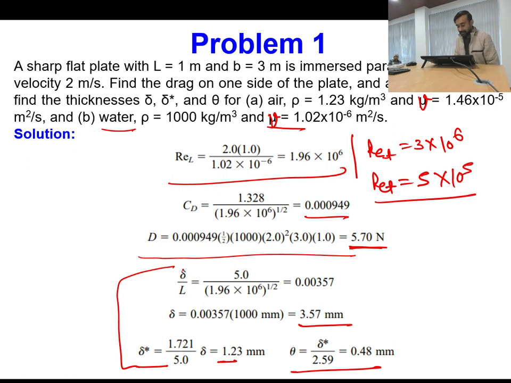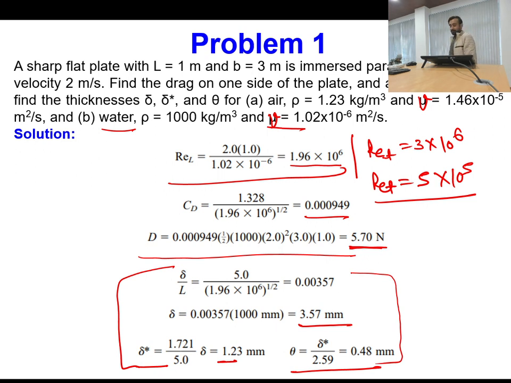When I will be calculating these three parameters at the trailing edge, I need to calculate them from the relations of the turbulent flow, because my Reynolds number is 1.96 into 10 to the power 6, which is greater than 5 into 10 to the power 5. So that's why I need to apply, for the trailing edge, the relations of turbulent flow for calculation of all these parameters.